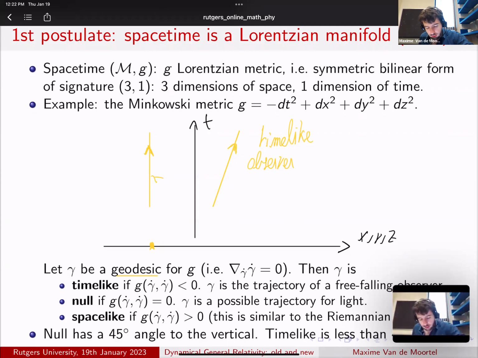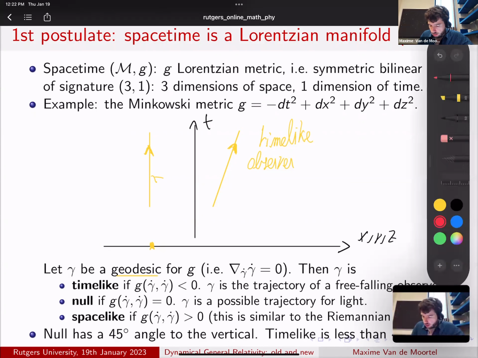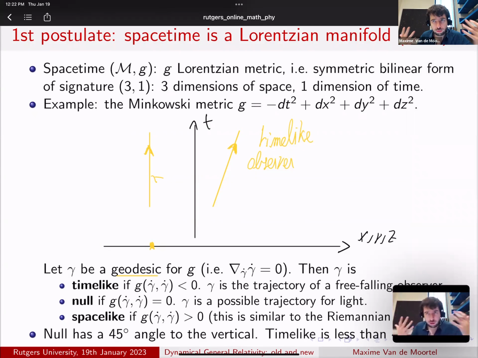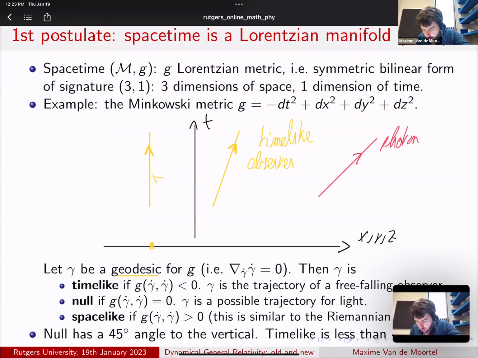And here it's an observer that moves, but at uniform speed. That will also be a time-like observer. So, a time-like curve which models the path of an observer. Then there is a limit case, which is exactly 45 degrees, between the horizontal and the vertical, and that's the null case, and that's a trajectory of light. So that's the path of a photon.